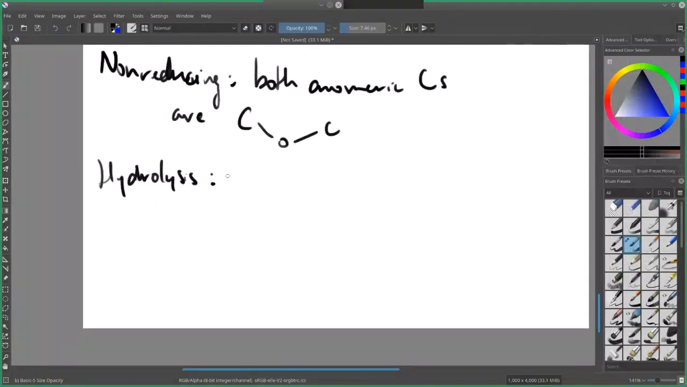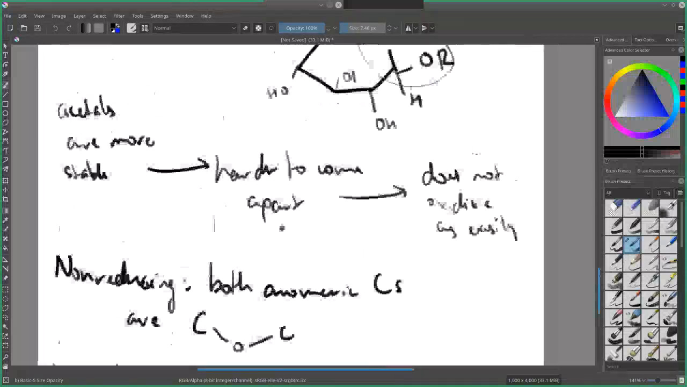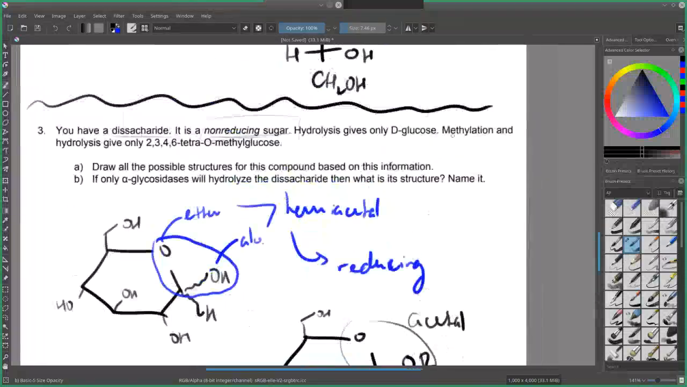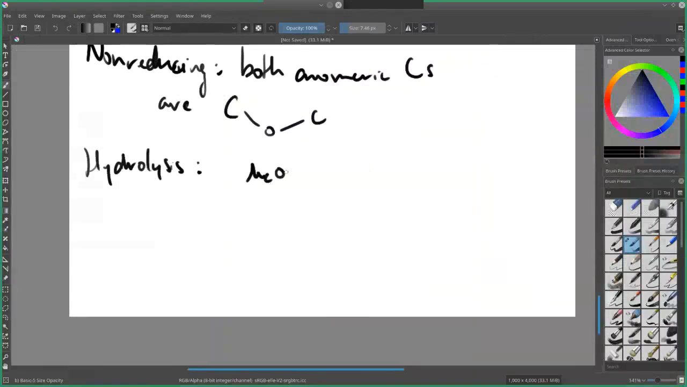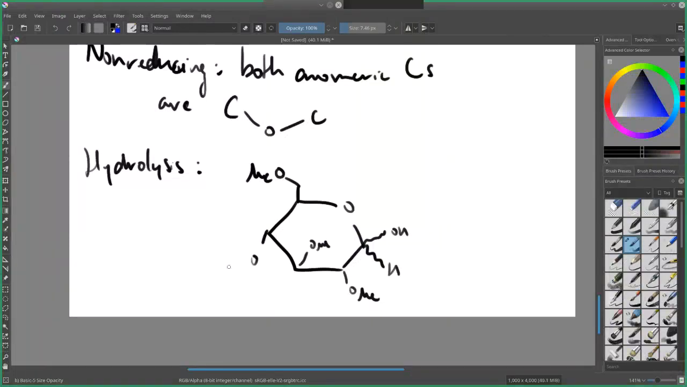Hydrolysis only gives D-glucose, and the other thing up here is that if we methylate it, so we put a methyl on every alcohol that's not tied up in bonds, and then we hydrolyze it, then we get this. To skip going through all the nomenclature, to actually draw that out, what that structure is over here. One OMe down, an OMe up, an OMe down.